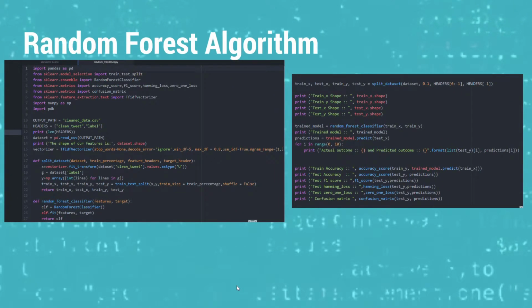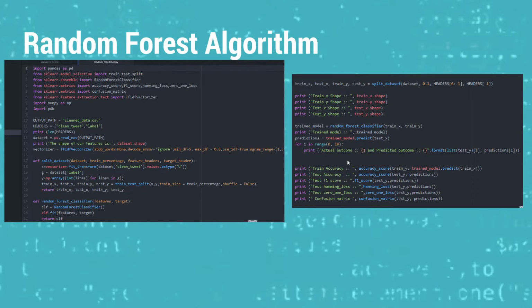Next, I chose the random forest algorithm, and this algorithm is implemented using the sklearn Python package, which is very helpful. I took the clean data and split it into two: 70% of it for training and the remaining 30% for testing. The split function goes in here. I split the data, and then I called the random forest classifier function from sklearn. After the training is done, it is stored in the train model.